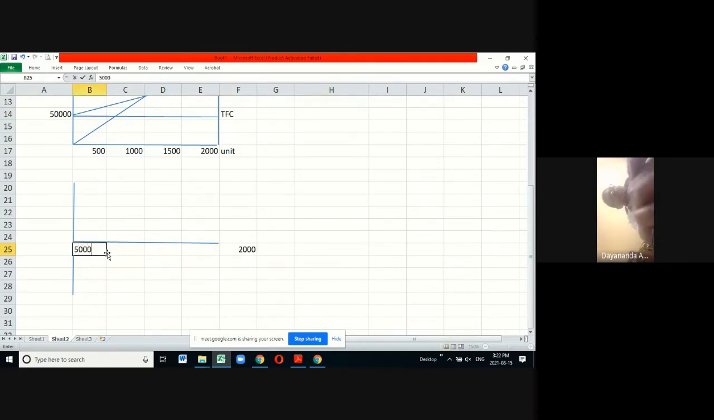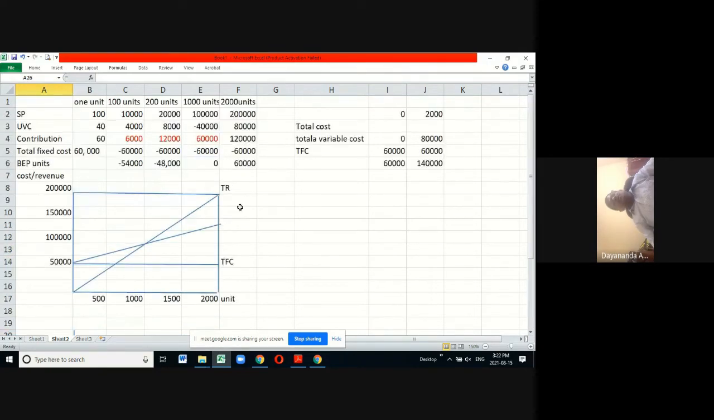Likewise, you can have 500 sales, 1,000 sales and 1,500 sales. Likewise, you can have it, no problem. Okay, 2,000 sales is here. Here it's a 0, of course. You can remember it's a 0 here. When 0 here, minus the maximum, what is the profit? 60.